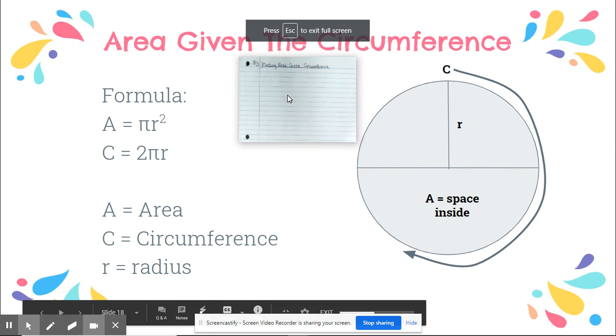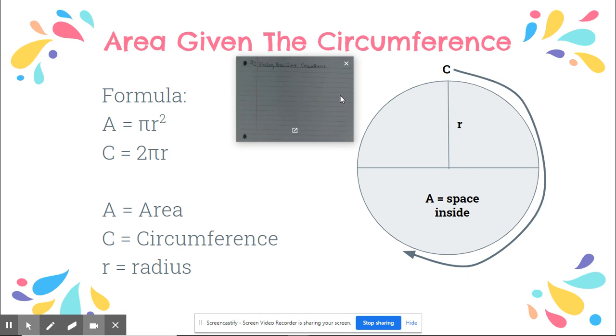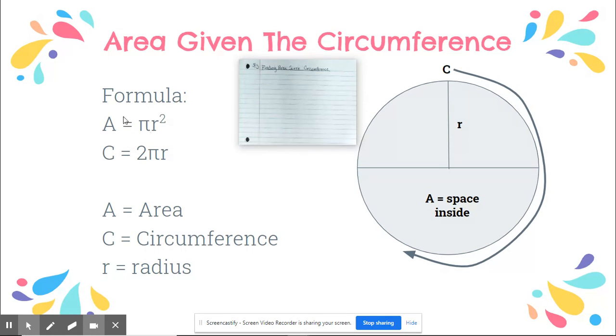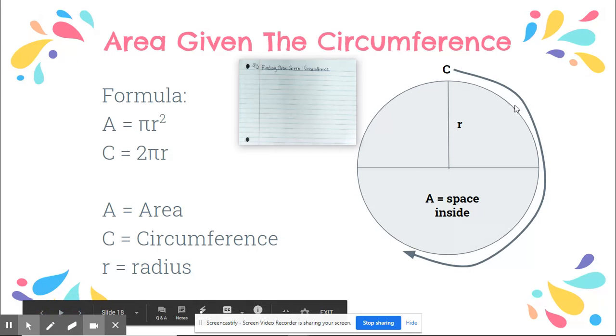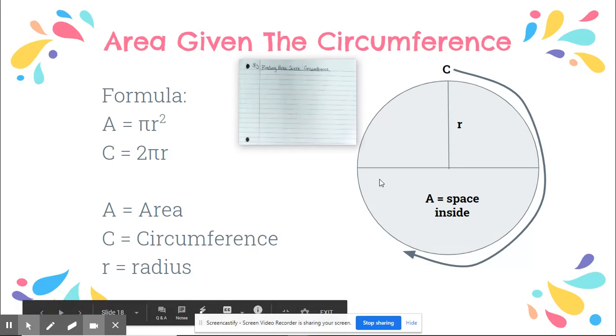Okay, guys, so today we're going to be talking about finding the area of a circle if we've been given the circumference. Once again, you need to remember that area is pi r squared and circumference is 2 pi r. Circumference is all the way around, the radius is half of the diameter, and the diameter is all the way across, this one right here. Area is our space inside.